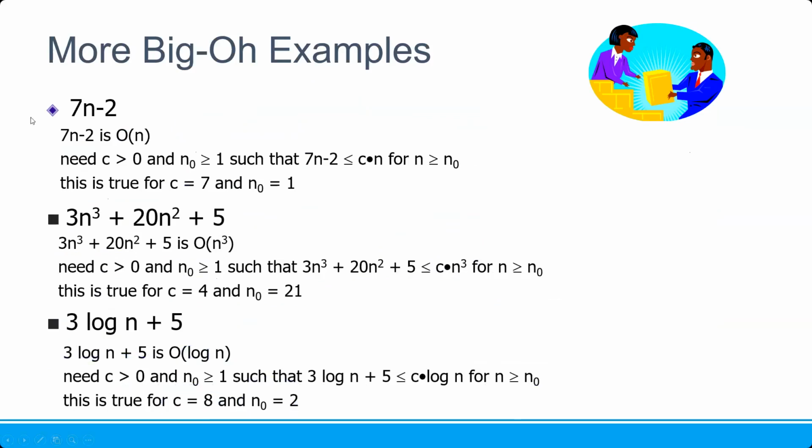So we can look at this: the higher is n, so we have O(n). The highest order here is n to the power of 3, so this one is O(n to the power of 3). The highest order here is log n, and the big O is O(log n).